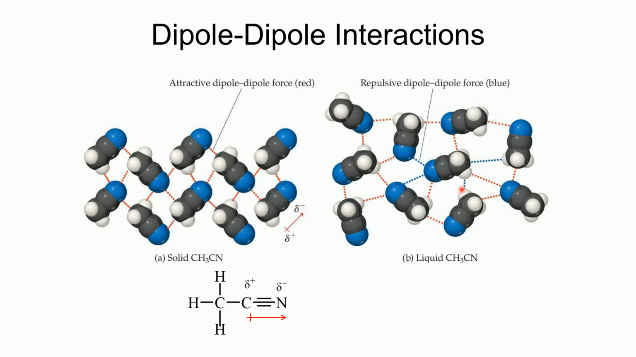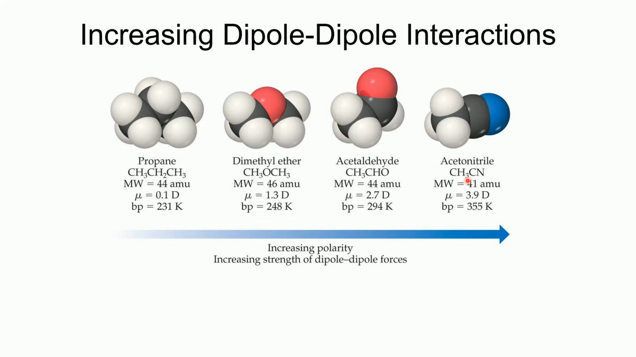So we will find that the stronger the dipole-dipole interaction, the higher the boiling point is going to be. And here we've got several molecules to illustrate this point. We've got several molecules that are approximately the same size. You'll see they all have molecular weights here in the 40s.